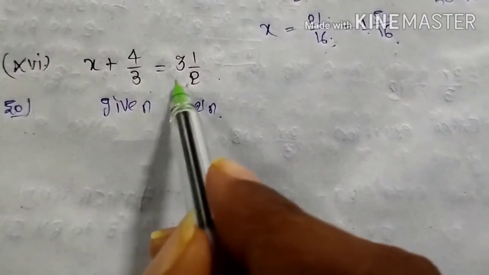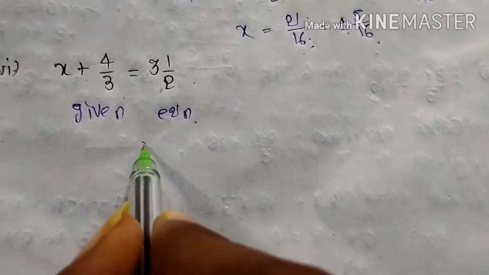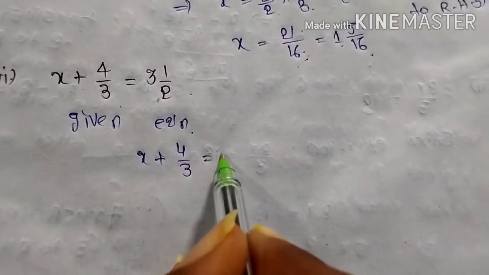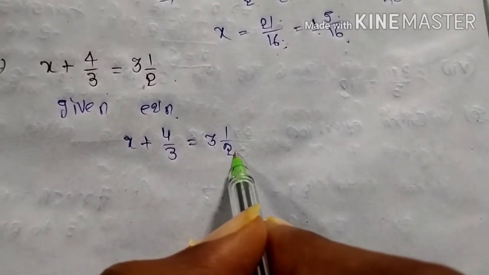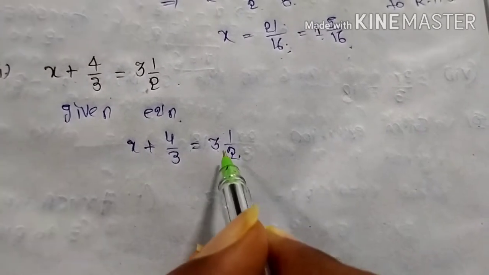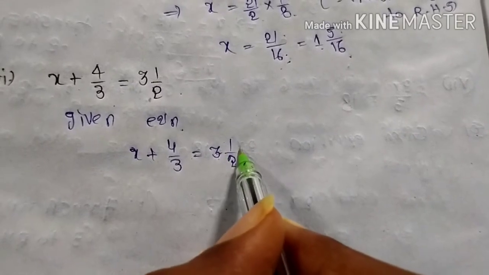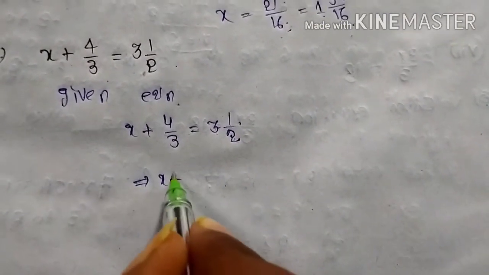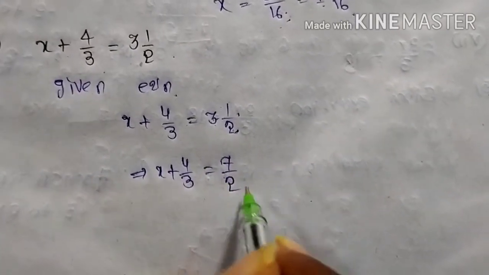Now you can see here another question. X plus 4 by 3 is equal to 3 1 by 2. Yes or no? First I am writing here given equation. X plus 4 by 3 is equal to 3 1 by 2. See, it is a mixed fraction or not. So that can I convert it into improper fraction? How can you convert? Just you can multiply. 3 2s are 6. 6 plus 1 is 7. That means can I write here 7 by 2? In the next step you can write here x plus 4 by 3 is equal to 7 by 2.